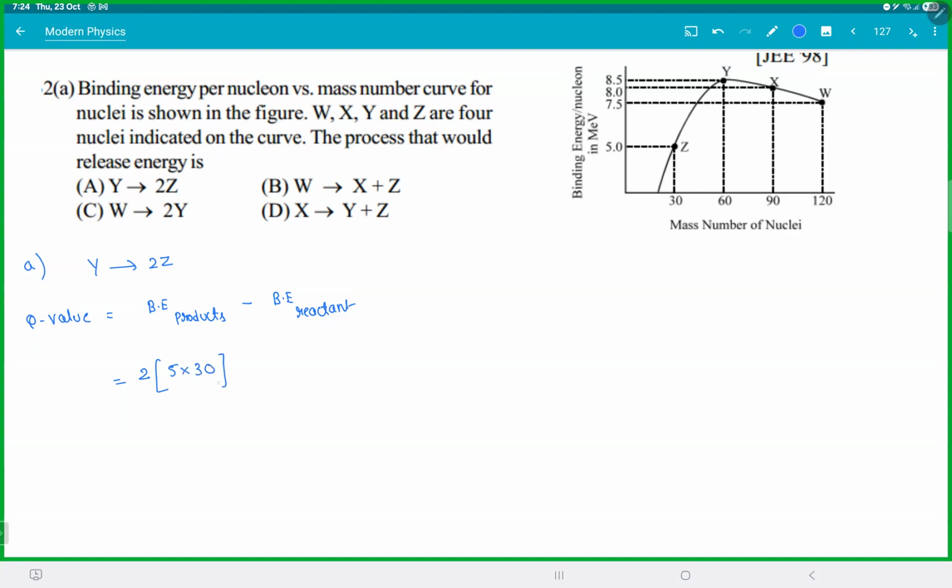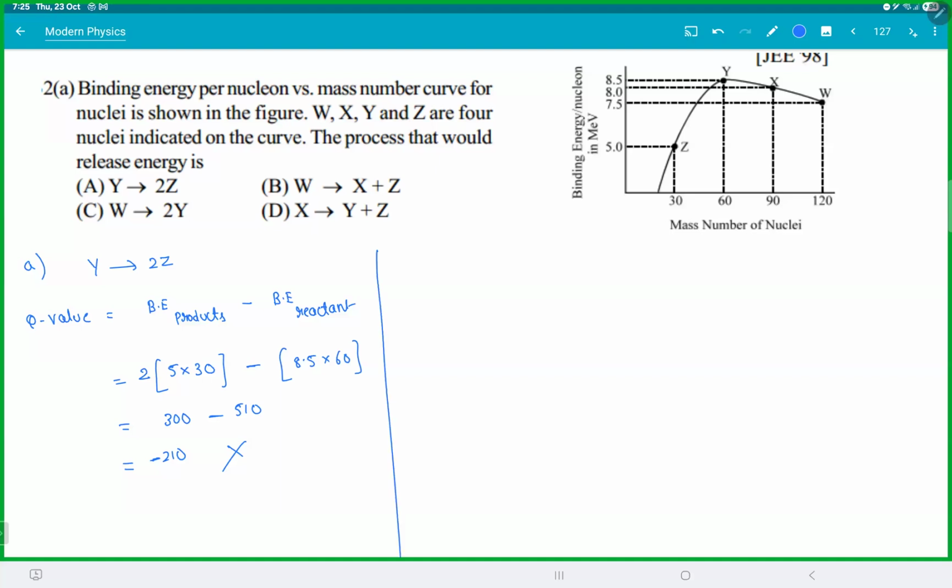Are you getting how to write that? The total binding energy of Z is 30 into 5. So that is binding energy per nucleon into nucleons will give you the binding energy. And what about the reactants? Y, that is 60, 8.5 into 60. This would be 300. This would be 510. So this would be minus 210. Yeah, negative number. So this is wrong. This is an endothermic reaction. Are you clear how we calculated this?